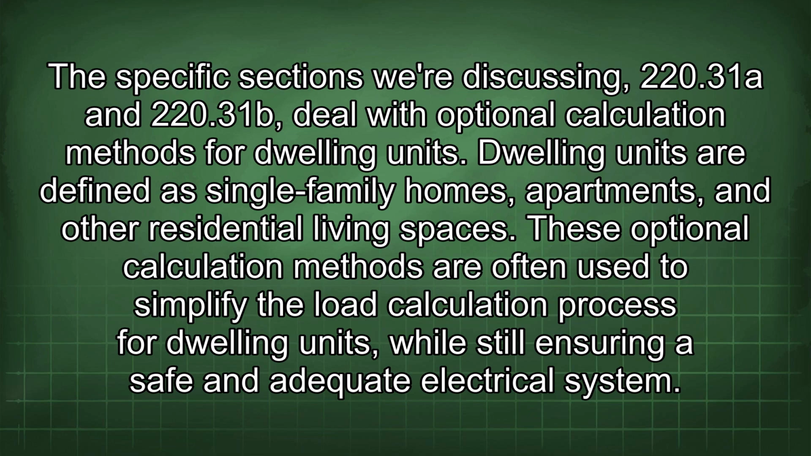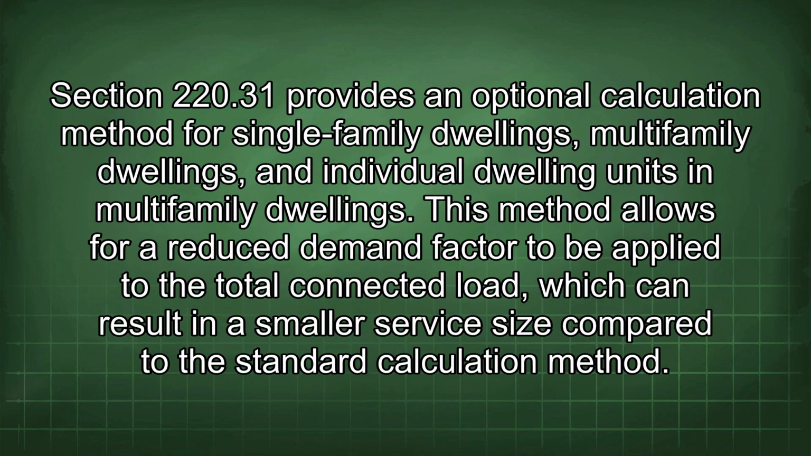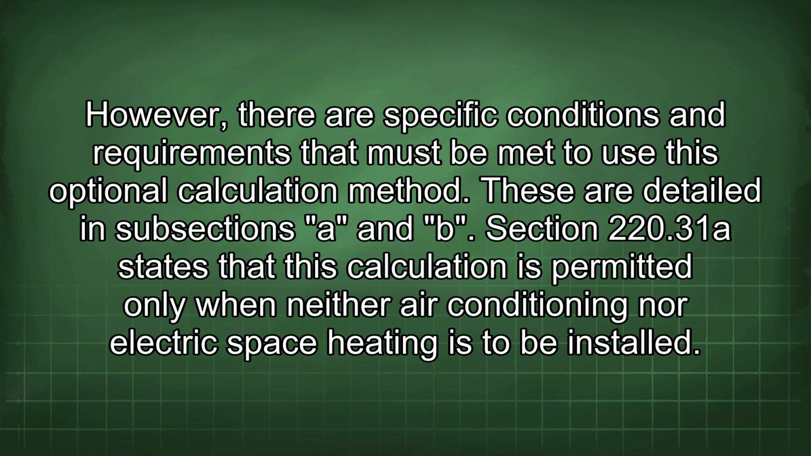These optional calculation methods are often used to simplify the load calculation process for dwelling units, while still ensuring a safe and adequate electrical system. Section 220.31 provides an optional calculation method for single-family dwellings, multifamily dwellings, and individual dwelling units in multifamily dwellings. This method allows for a reduced demand factor to be applied to the total connected load, which can result in a smaller service size compared to the standard calculation method. However, there are specific conditions and requirements that must be met to use this optional calculation method.